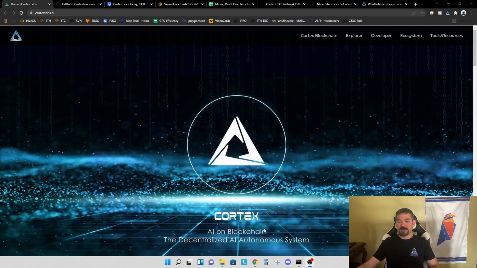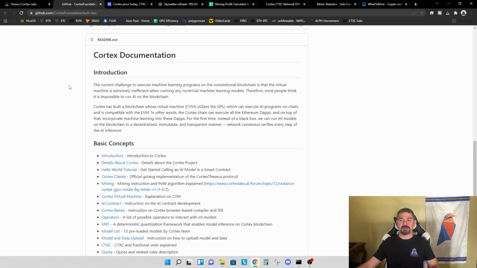So I'm on the Cortex website, and simply put, Cortex is artificial intelligence on a blockchain. Let's jump over to the GitHub and get a little bit more detail about what that means. Cortex has built a blockchain whose virtual machine, the CVM, utilizes the GPU, which can execute AI programs on chain, and is compatible with the EVM, or the Ethereum virtual machine. In other words, Cortex chain can execute all the Ethereum dApps, and on top of that, incorporate machine learning into these dApps. For the first time, instead of a black box, we can run machine learning models on the blockchain in a decentralized, immutable, and transparent manner. Network consensus verifies every step of the AI inference.